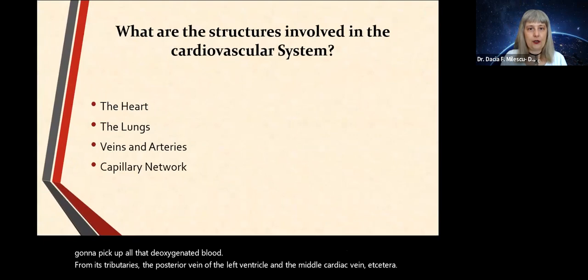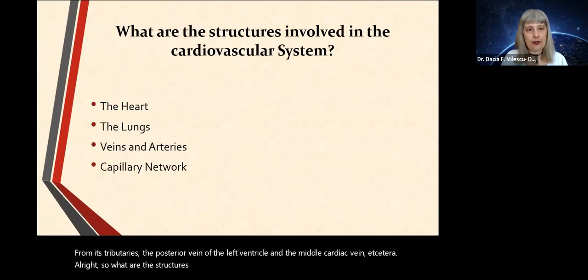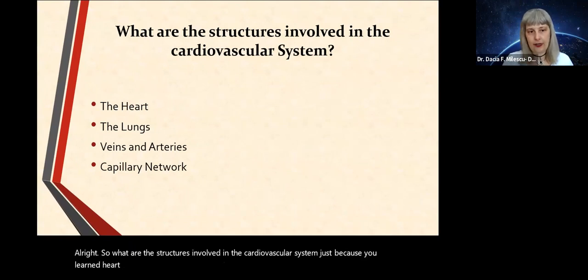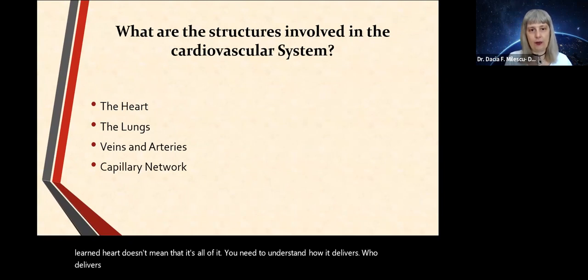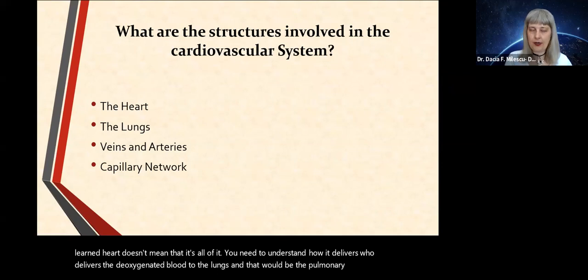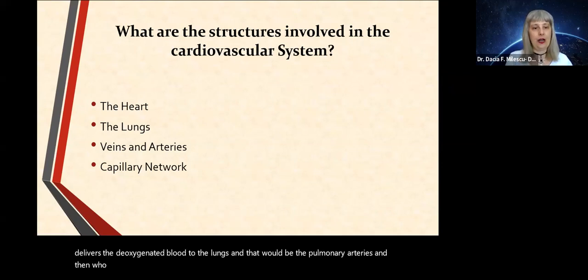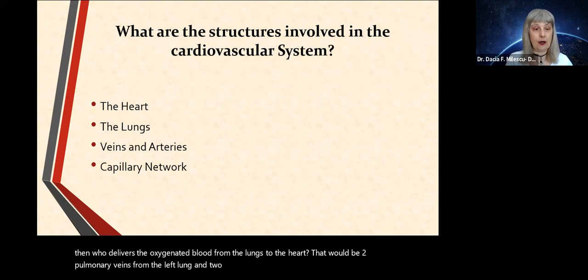All right, so what are the structures involved in the cardiovascular system? Just because you learn the heart doesn't mean that it's all of it. You need to understand how it delivers, who delivers the deoxygenated blood to the lungs, and that would be the pulmonary arteries. And then who delivers the oxygenated blood from the lungs to the heart? That would be two pulmonary veins from the left lung and two pulmonary veins from the right lung.